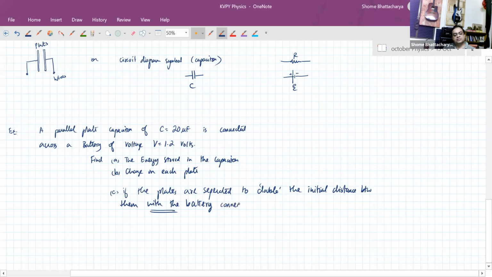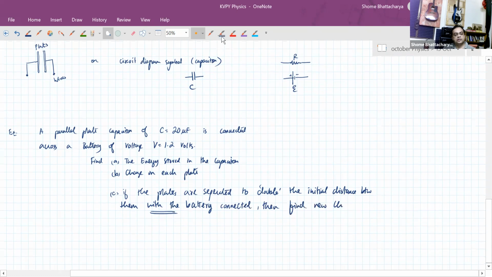So we are not disconnecting the battery while separating the plates. Then find the new charge and the new potential.